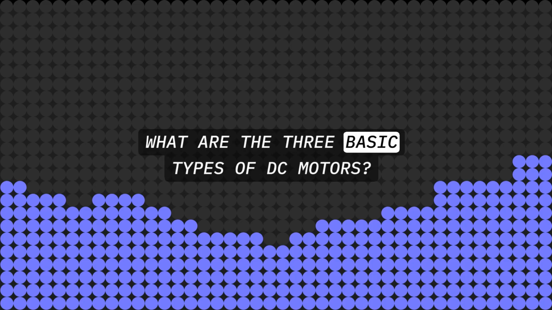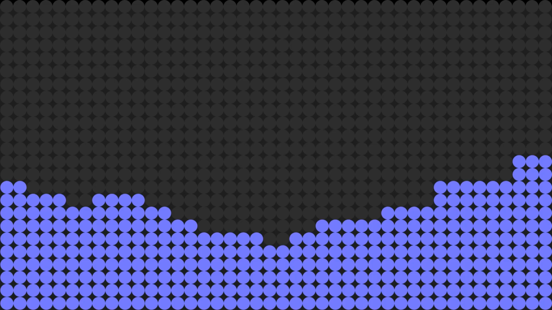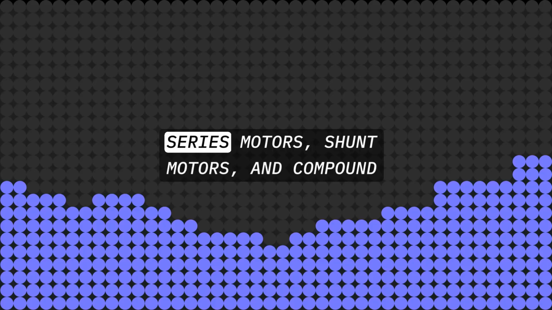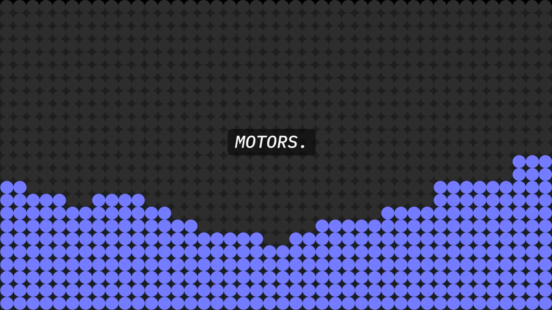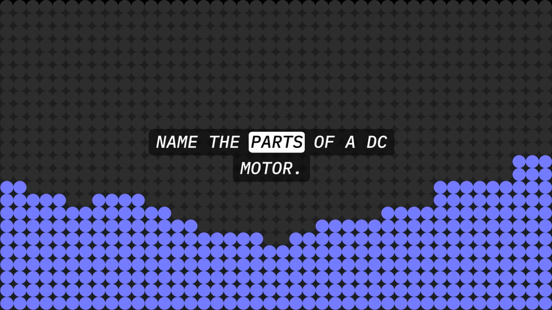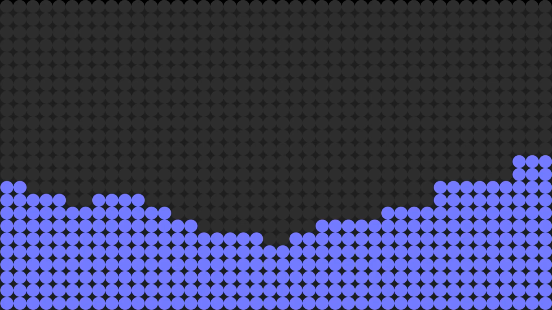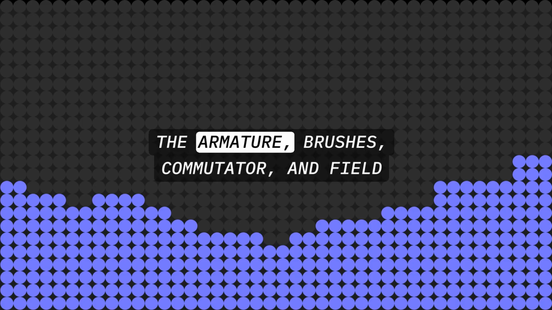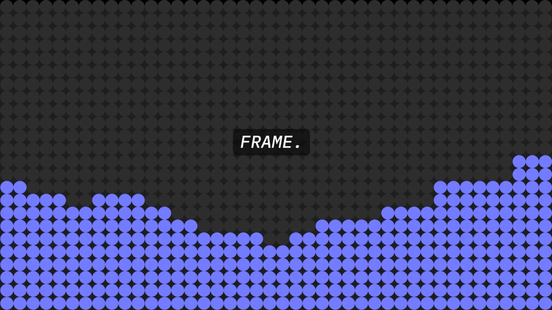What are the 3 basic types of DC motors? Series motors, shunt motors, and compound motors. Name the parts of a DC motor. The armature, brushes, commutator, and field frame.